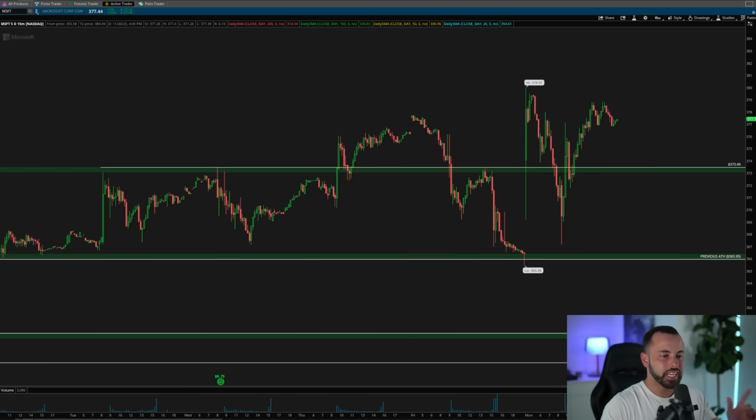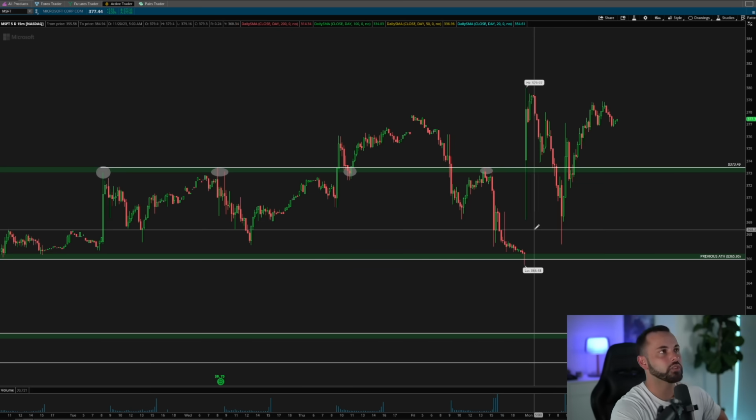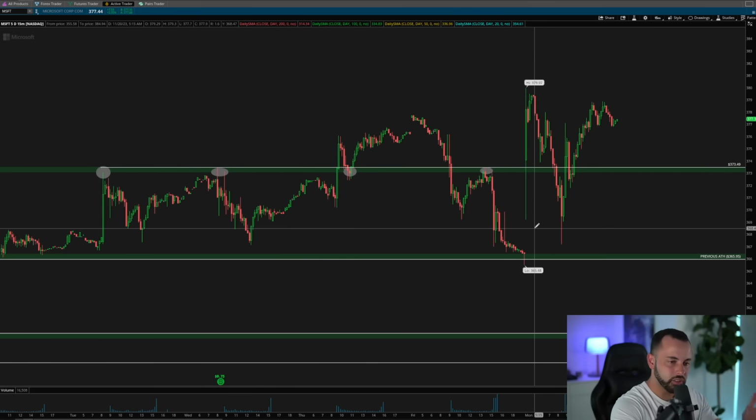But the reason I was watching this 373.50 level is because of the previous highs that we had here over the last few weeks. 373.50, 373.50, previous low right here, and then we had a high there Friday afternoon. So that level is very important.